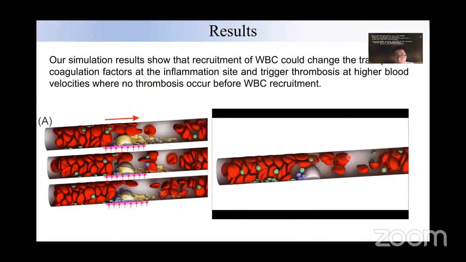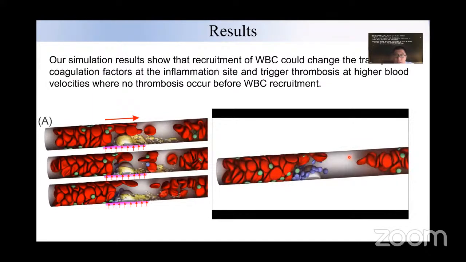Next, we introduced the white cell into the simulation, because the involvement of the white cell in thrombus formation is a key feature of COVID-induced thrombosis. First, we assumed that the white cell plays a passive role, so it just adheres to the thrombogenic site without expressing any tissue factor 7A complex. So the coagulation is still initiated from the endothelial cell wall.